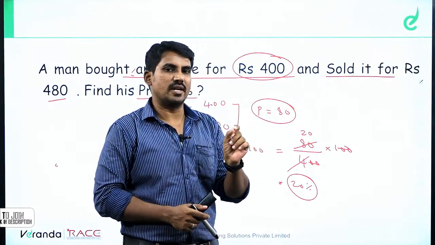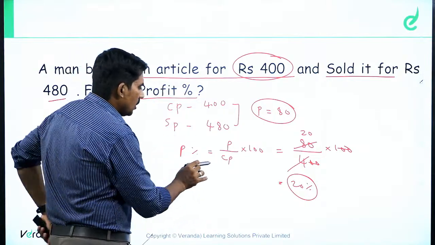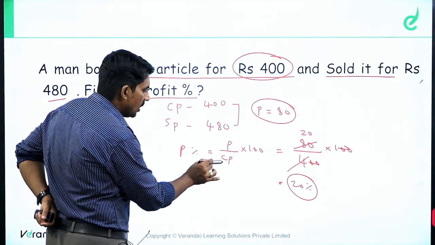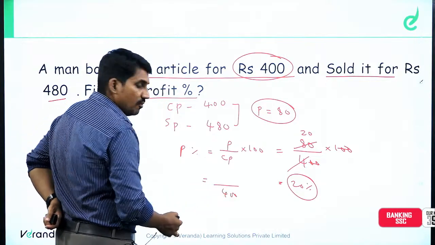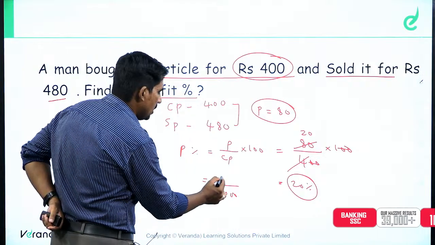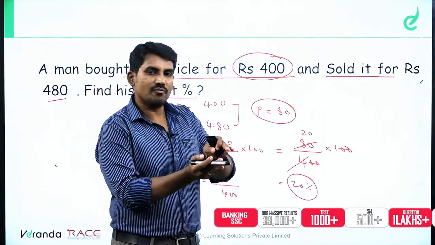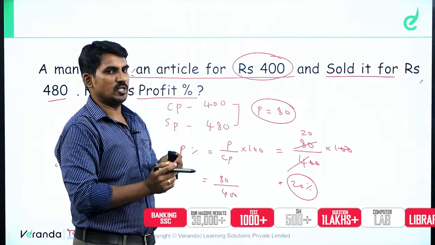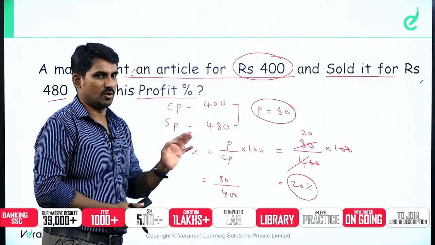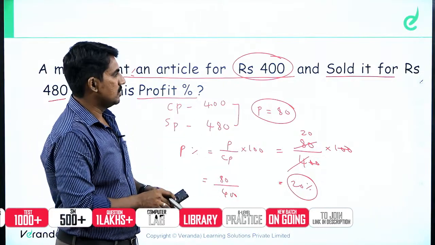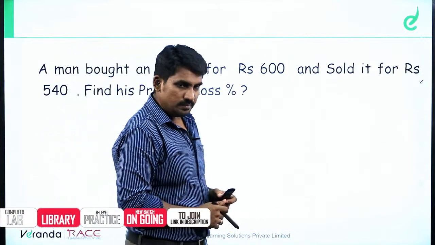Profit percentage and loss percentage are always calculated on CP only, don't forget. The meaning of this formula is that for this CP of 400 rupees, there is a profit of 80 rupees. For 400 rupees, 80 rupees profit. In percentage, we multiply by 100. That's all. Now, try the next question.